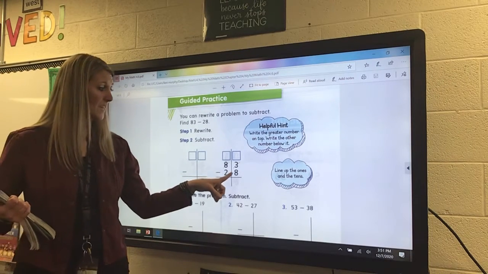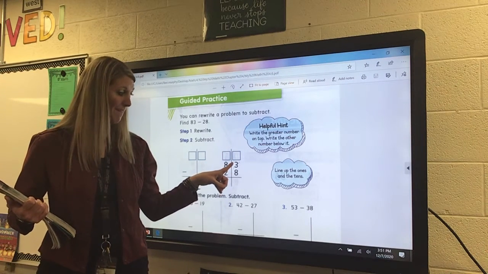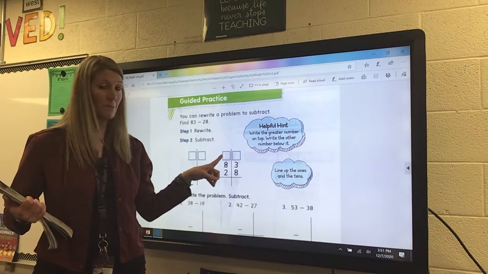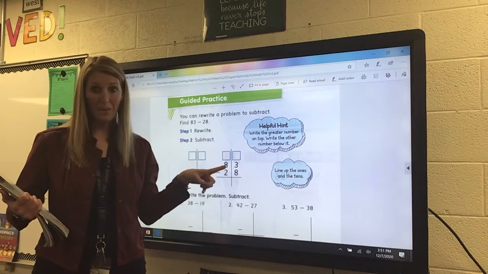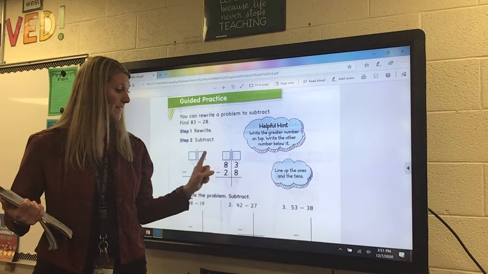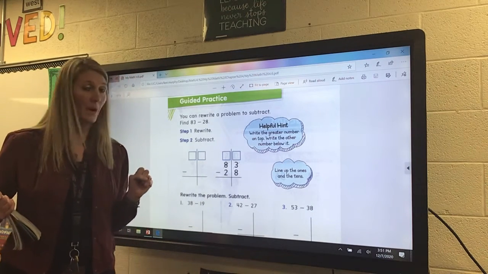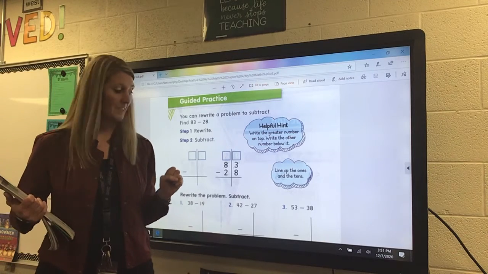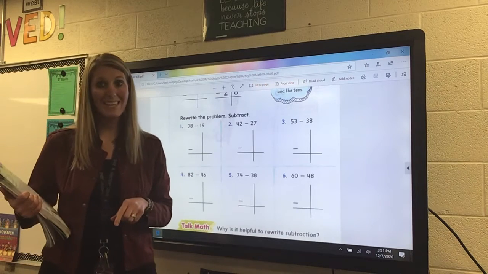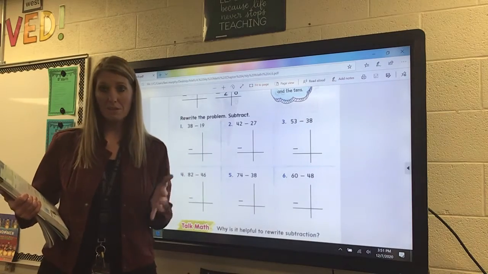Then 83 minus 28, we have to borrow, because you cannot take 8 away from 3, so you go borrow. So cross off the 8, that becomes a 7, and then move that 10 over here. 3 plus 10 more is 13. So 13 minus 8 is 5, and 7 minus 2 is 5. So always make sure you line up the ones and the tens, okay? Now we're going to be doing these 6 together. And if I'm going too fast, make sure you pause the video and let yourself catch up, okay?